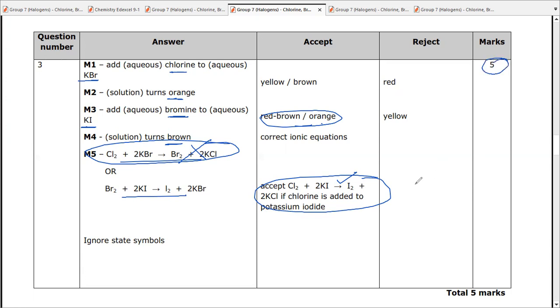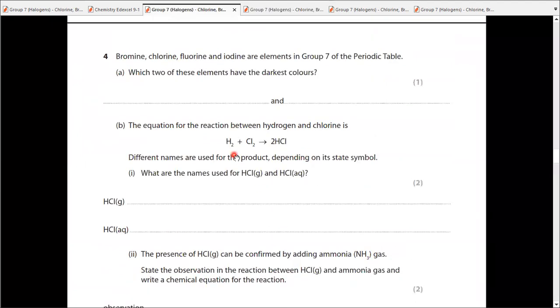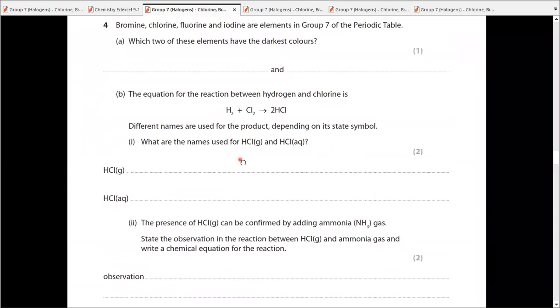Make sense? Now, just writing red or just writing yellow will not cut it. You either need to mention brown or you need to mention orange. Remember, writing these 2 colors alone will get you the marks. So make sure you either mention orange or you mention brown. All right, I'm going to take you back to our original paper, and let's move to the next question, question number 4.